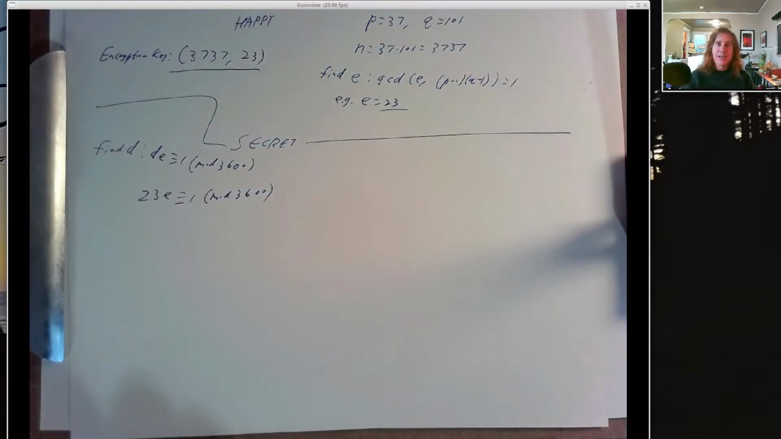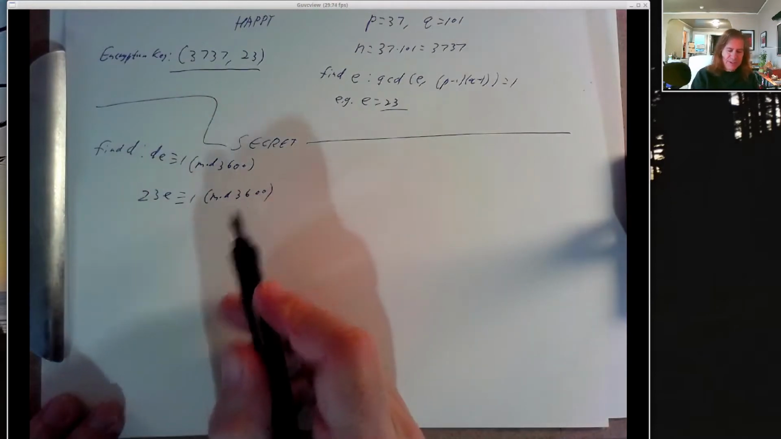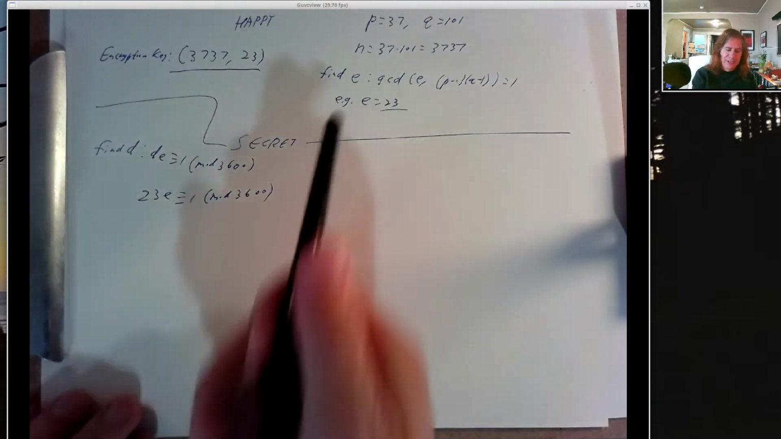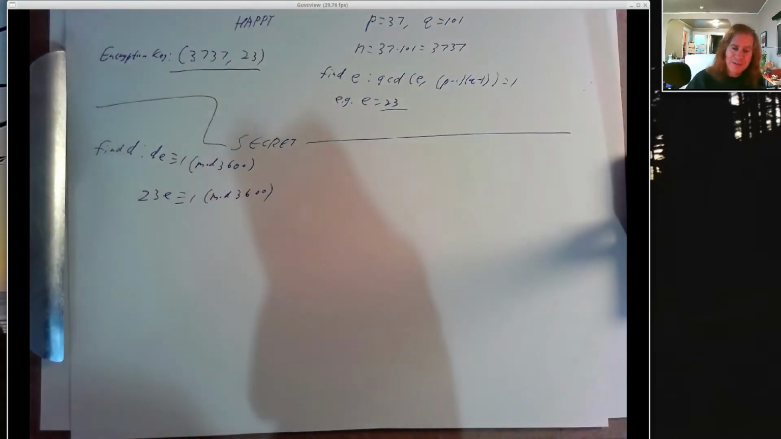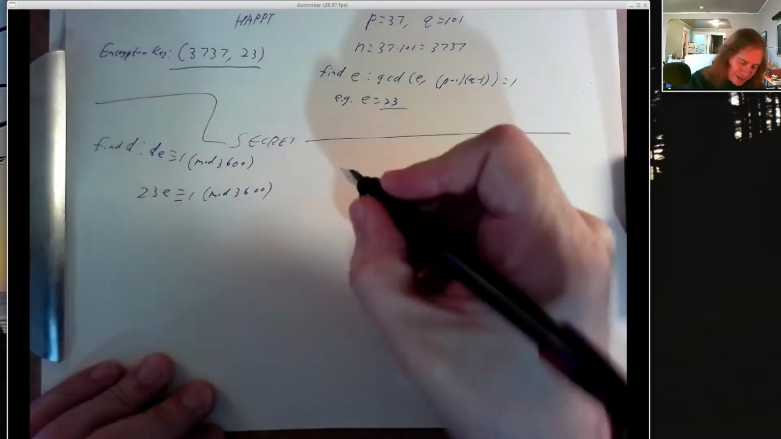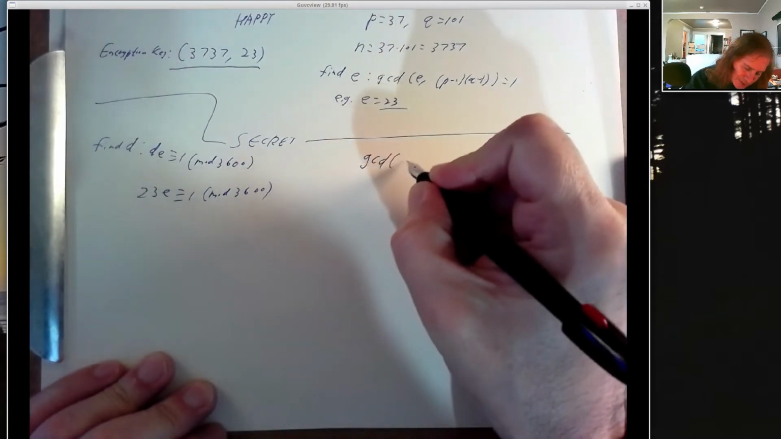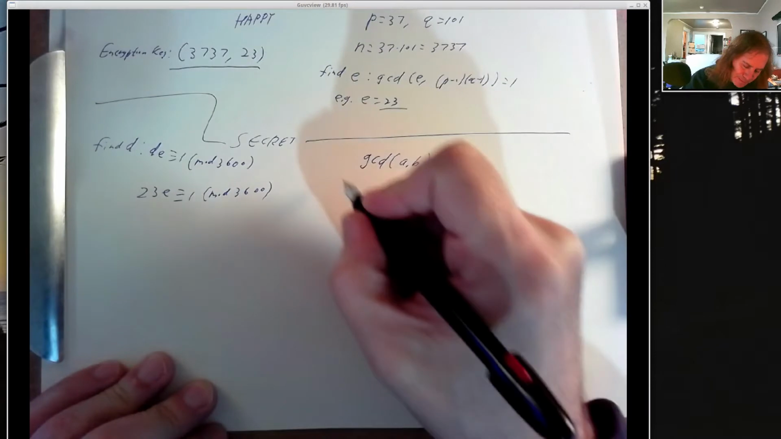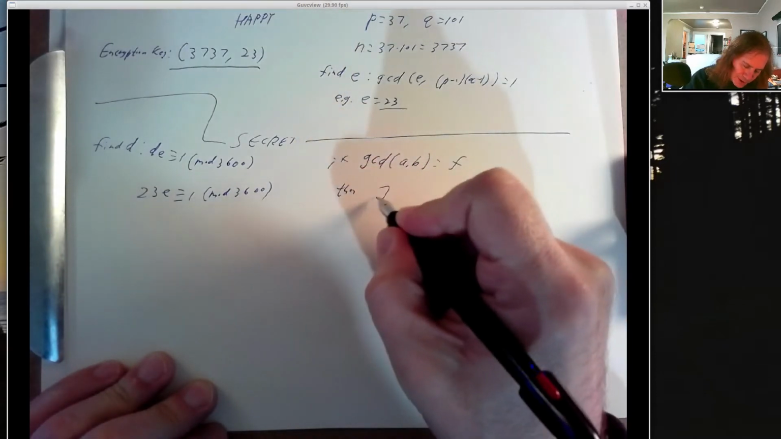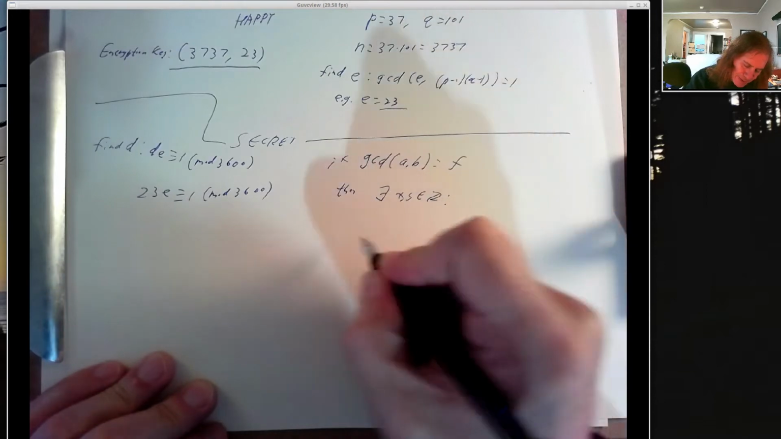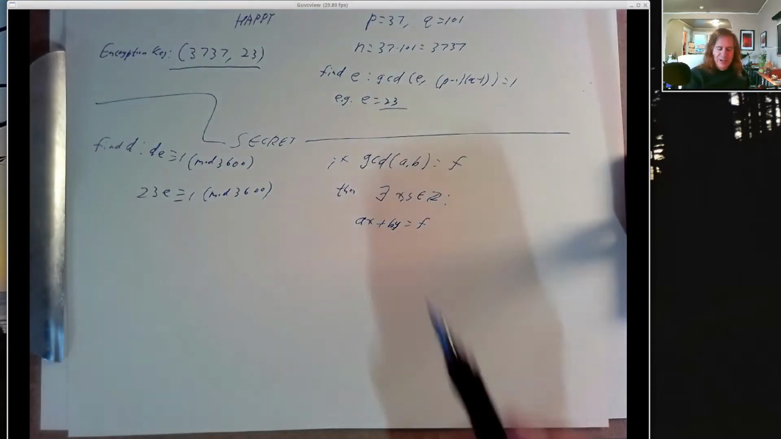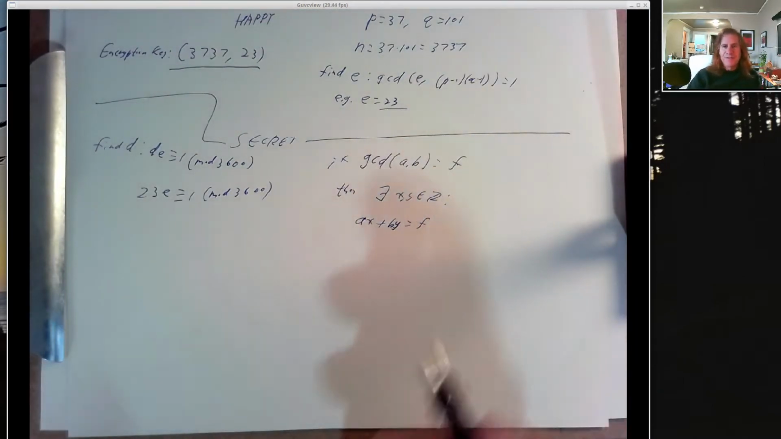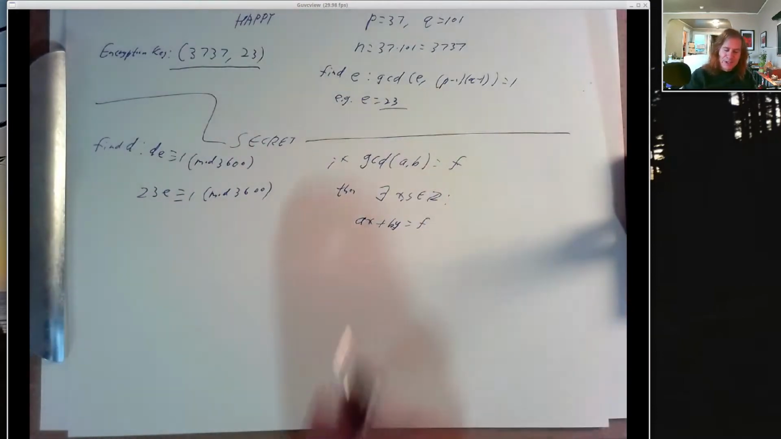Can I do this? Yeah, I can. Why? Because 23 and 3600 are relatively prime, right? That's how my criteria for E guarantees that. So 23 and 3600 are relatively prime, which means the greatest common divisor is 1. Well, remember this fact: if the GCD of a and b equals f, then there exist x and y, which are integers, such that ax plus by equals f. In other words, if the greatest common divisor of two numbers is f, you can find a linear combination of those in integers that adds up to f.